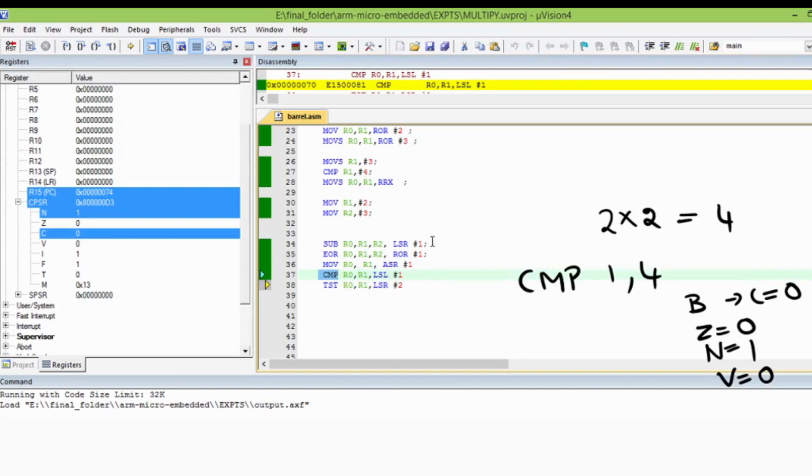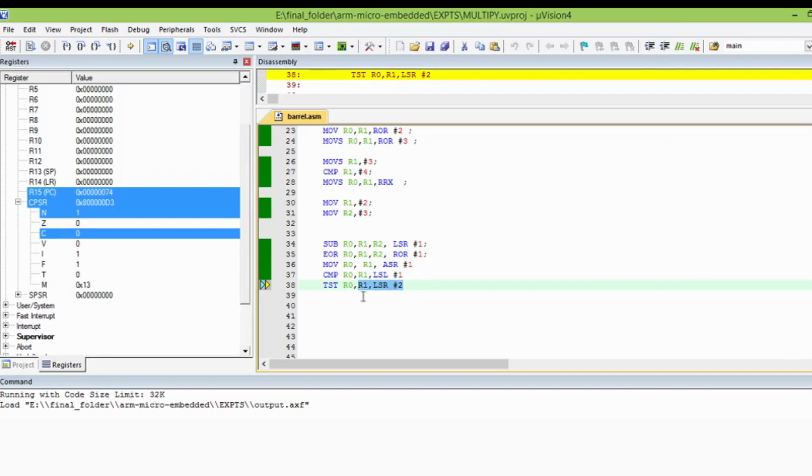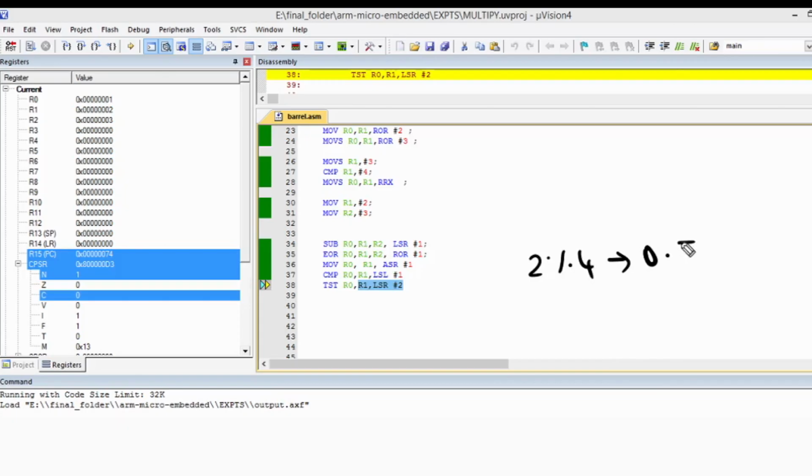Next, what we have is TST. TST internally performs an AND operation. So first of all, let's see what's happening here. arg1 content, what is arg1? arg1 is 2. You're performing logical shift right 2 times. 2 by 4 is 0.5, but you know it stores only the integer, not the fractional part. That is one way to say that the answer we get after arg1 logical shift right 2 times is 0.